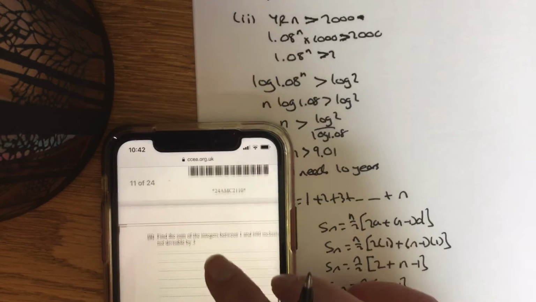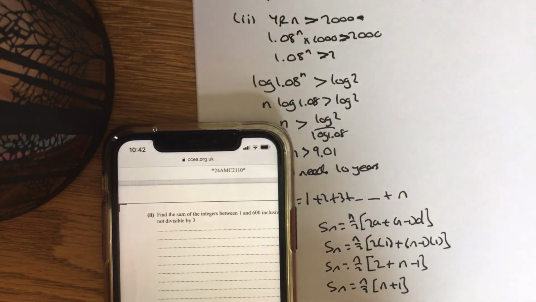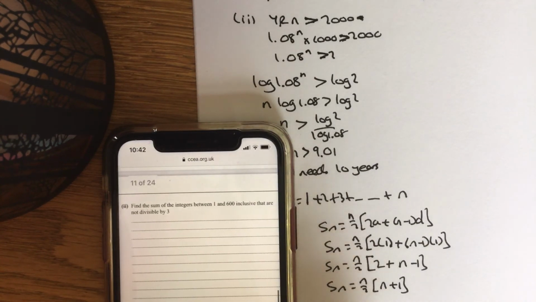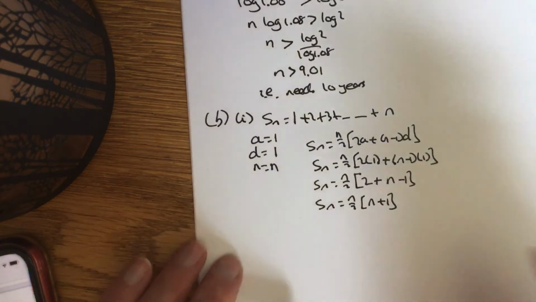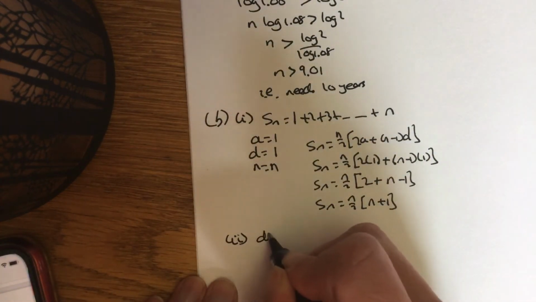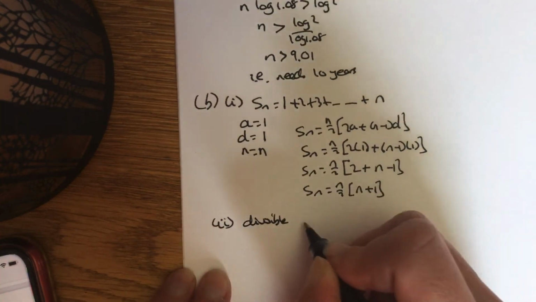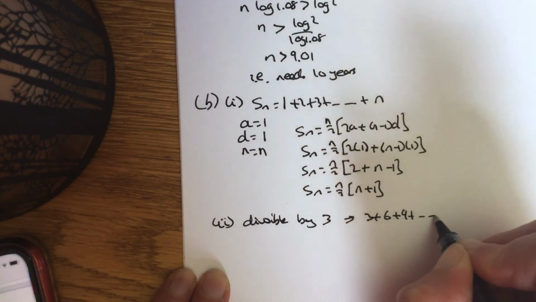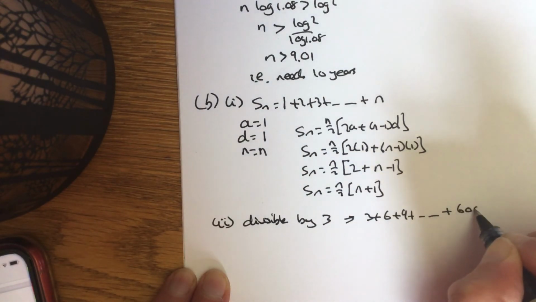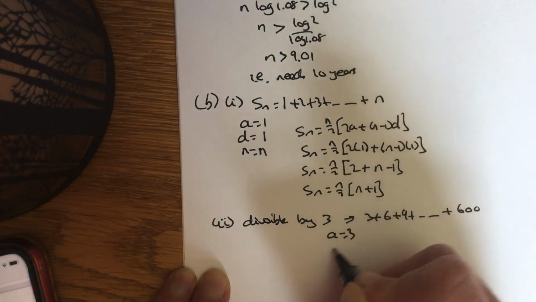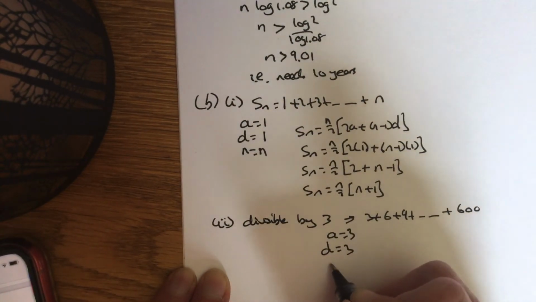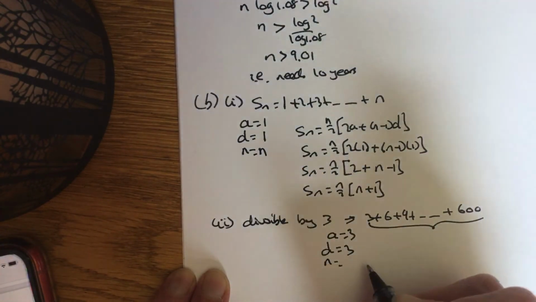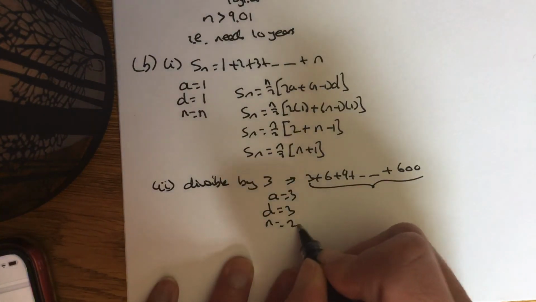The next bit of this question does take a wee bit of thought. It's wanting you to find the sum of the integers, as whole numbers, between 1 and 600 that are not divisible by 3. Now, if the question wanted divisible by 3, it would be much easier. So let's look at that. Divisible by 3 would be 3 plus 6 plus 9, the whole way up to 600. So the first term would be 3, the difference, you're going up in 3s, and the number of terms you have is 200, because you're going to have 200 of those numbers there.